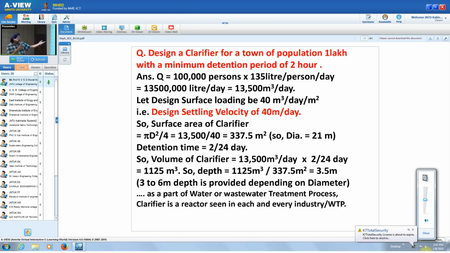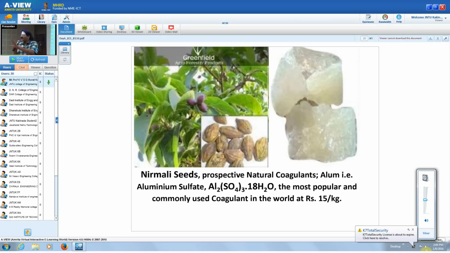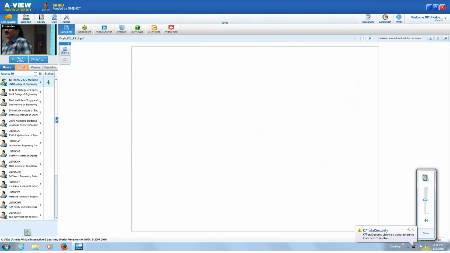That's all. As a part of water or wastewater treatment process, clarifier is a reactor seen in each and every industry, as well as WTP, means water treatment plant. Wastewater also is water only. Is it clear? Are you convinced that it is very easy? You don't know anything about it. You need not know to solve a problem.